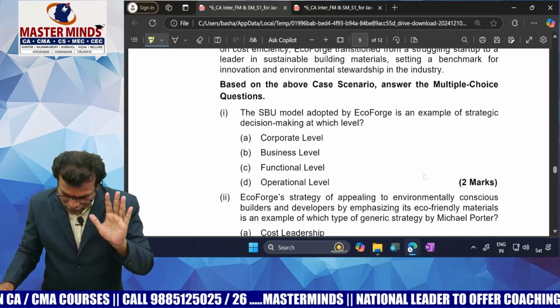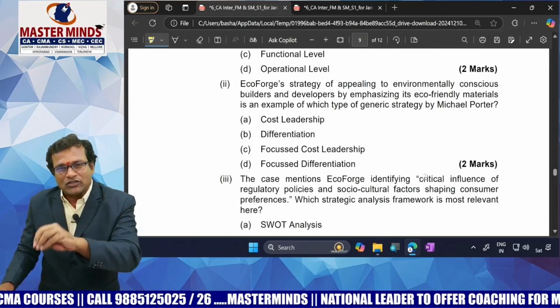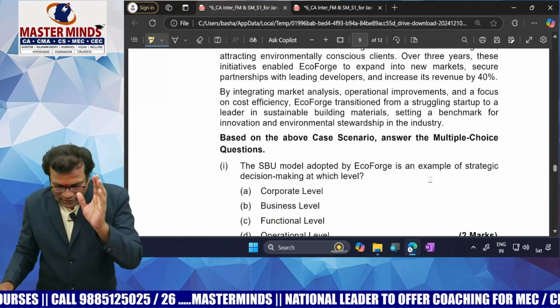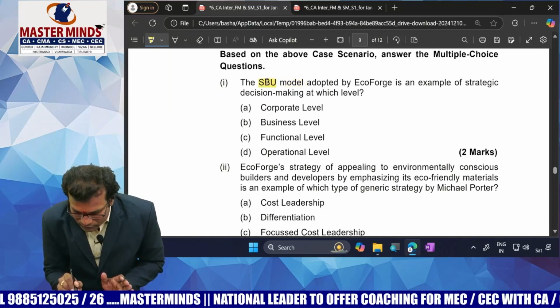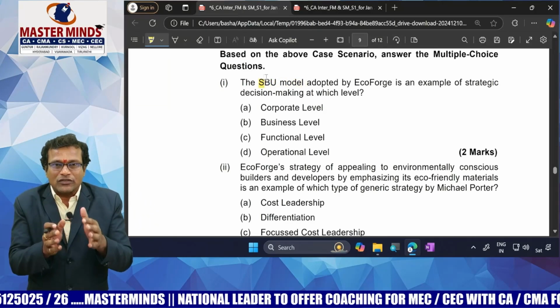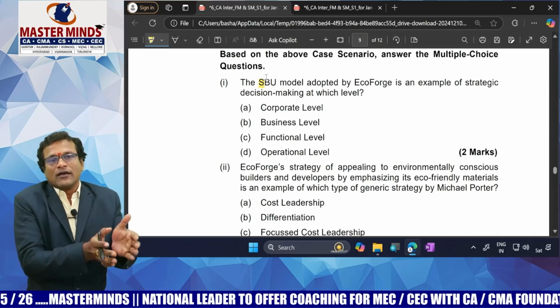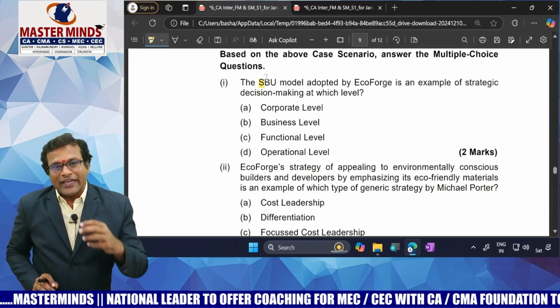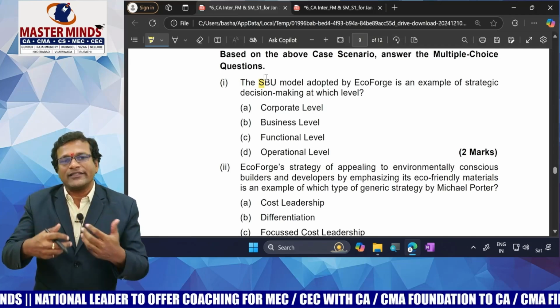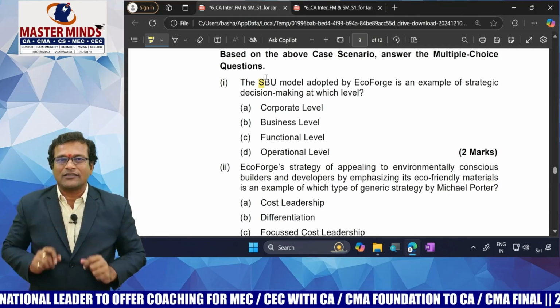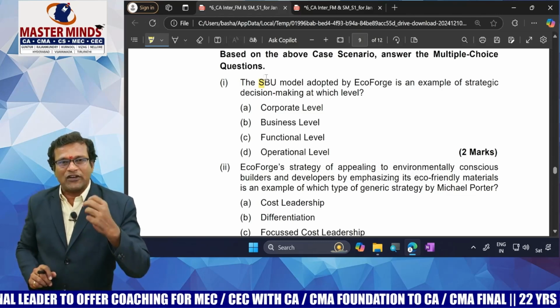Look at these 5 MCQs, each carrying 2 marks, means 10 marks. Now look at the questioning. He is talking about the SBU model. If you read the MCQs first, before understanding the case study, you will identify what the focused areas by the ICAI are. Have you understood the secret behind this approach, or the benefit behind this approach?